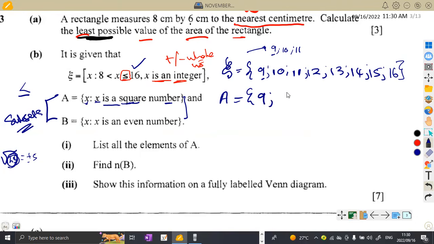We have got 16. The square root of 16 is plus or minus 4, which means 16 is a square number. So you've got 9 and 16.